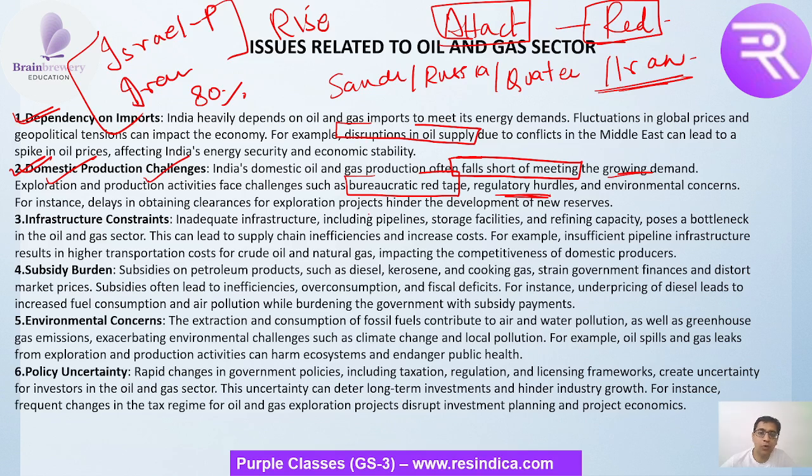Then infrastructure constraints are there. We have old pipelines, obsolete pipelines, no proper storage facilities. Even if storage facilities are there, they are of very limited capacity. We have very limited refining capacity. Because of old pipelines, storage facilities and refining capacity, it leads to bottlenecks.